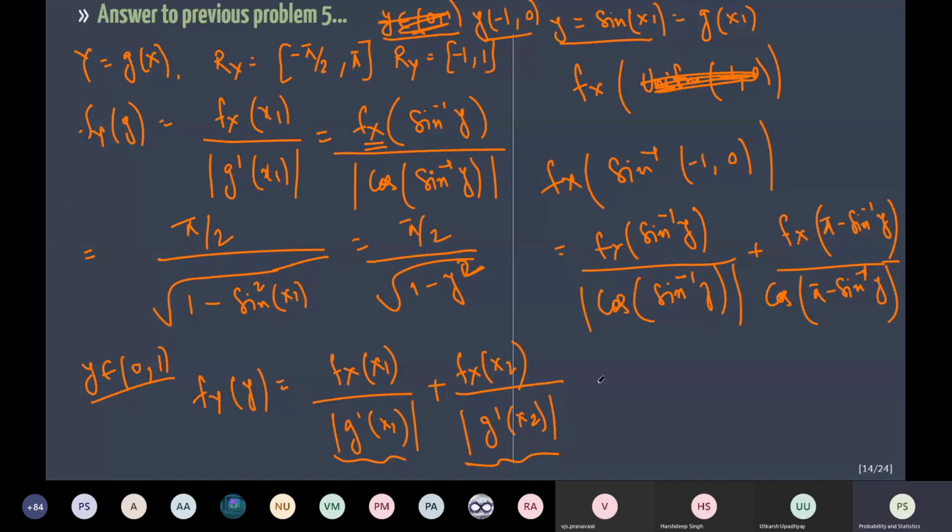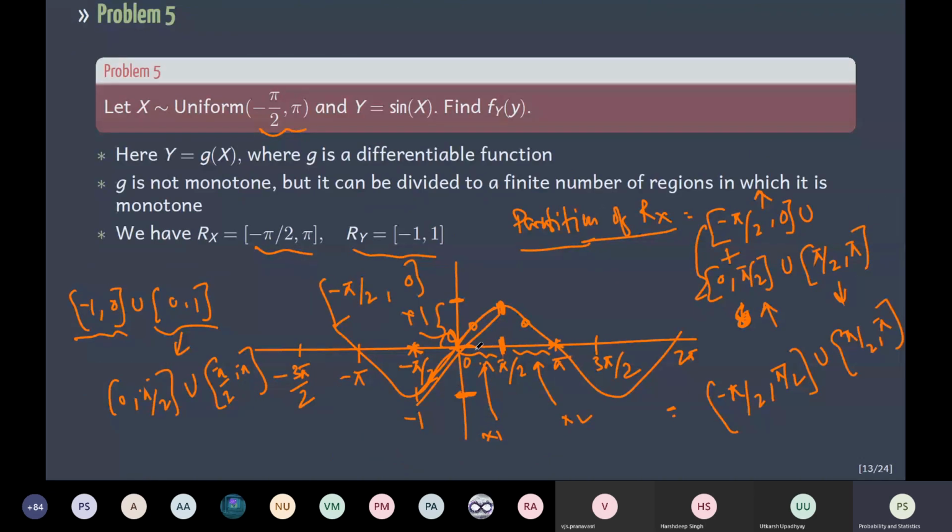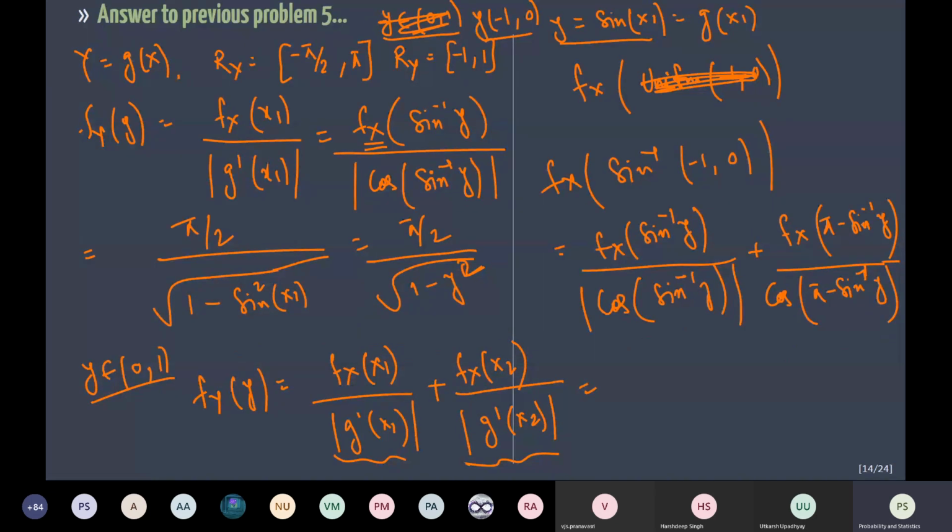Now we have to do the usual computations, right? So this is like uniform of sine inverse y. What are the ranges it has? The ranges of x are going from 0 to pi by 2, right? And we have a cos of this. So this will be the same as before. Here sine inverse y is 0 to pi by 2, right? So this will be uniform over pi by 2.